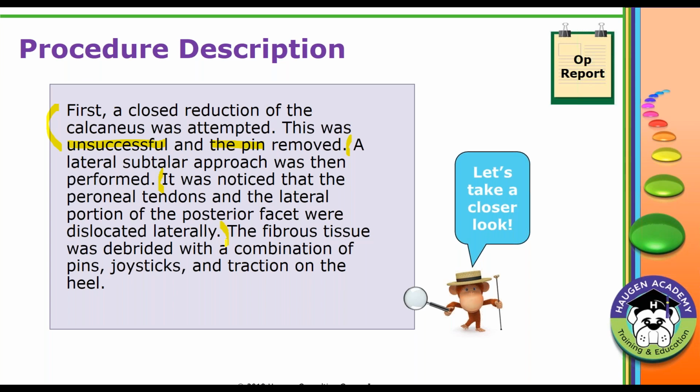The very last sentence talks about debridement. So here, just to review, this is telling us they did a closed reduction with a percutaneous pin and it was unsuccessful. They then moved on to an open approach where they could see the peroneal tendons and the lateral portion of that posterior facet that was dislocated. And they also did debridement. So this is information you're going to need to consider what procedures are codable from what they did here. We know we're going to code the open treatment, but let's keep in mind that closed treatment and that debridement and whether we're going to code those separately or not.